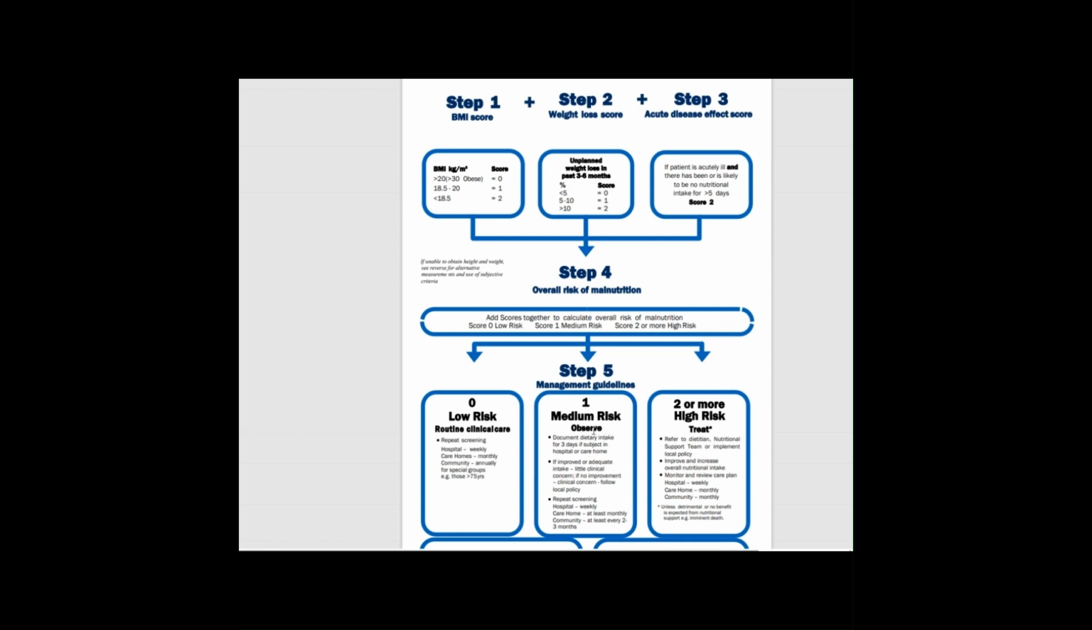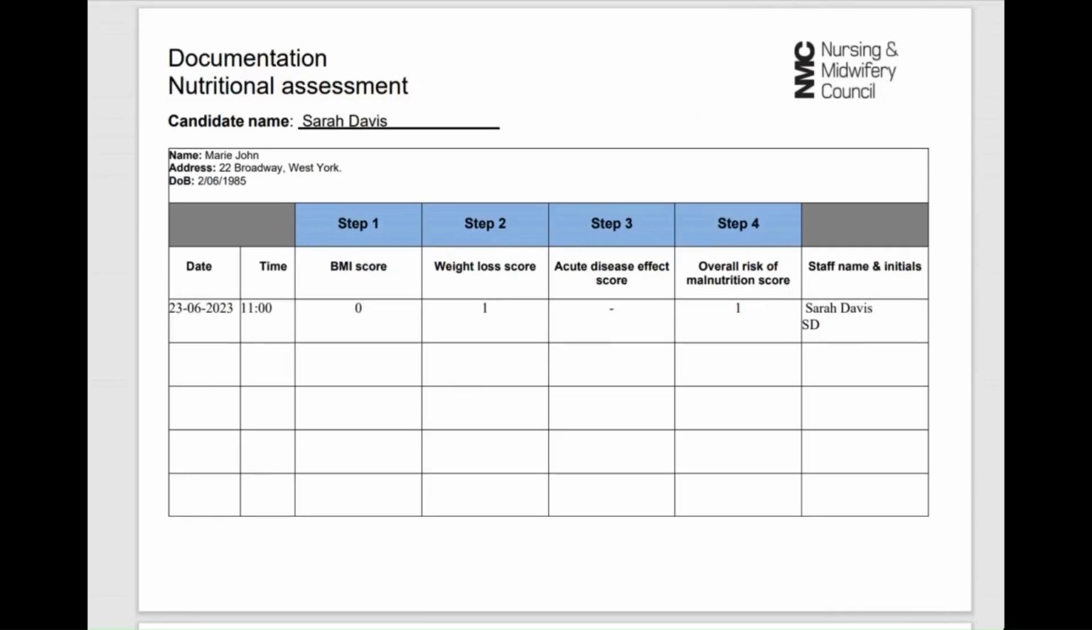Now, we will document on the nutritional chart. I have already pre-filled the chart. You can see on the screen. Remember to complete the chart correctly. You are required to write your name in front of candidate name, then write patient information in this column. I have pre-filled name, address and date of birth.